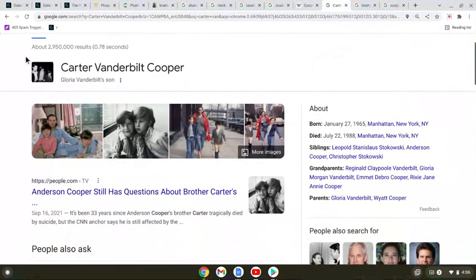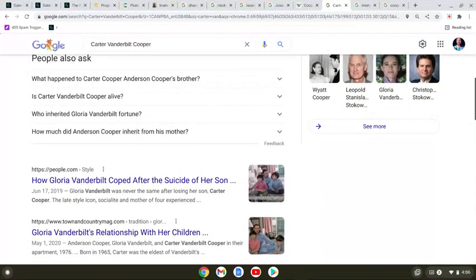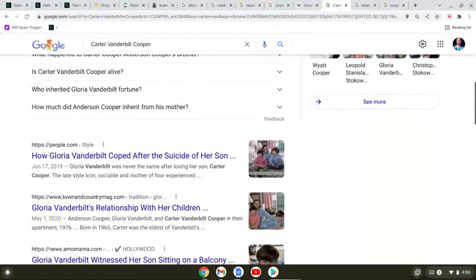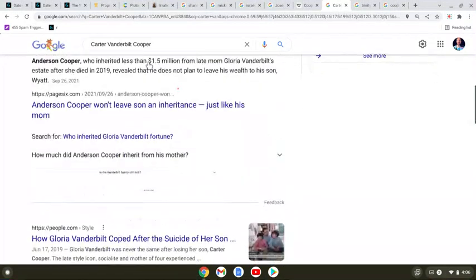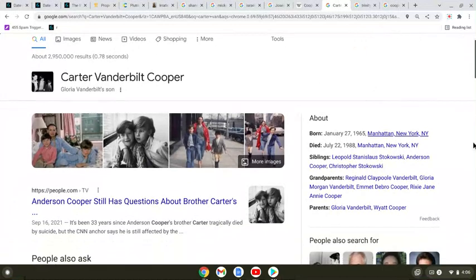Carter Vanderbilt Cooper is part of the Vanderbilt family, which is a huge, rich family, I'm pretty sure. I'm not sure of all the details. I haven't had a chance to really look into him, but the reality is this, guys: his last name is Cooper. He was born and died in Manhattan, New York.